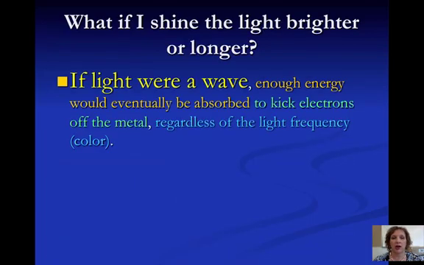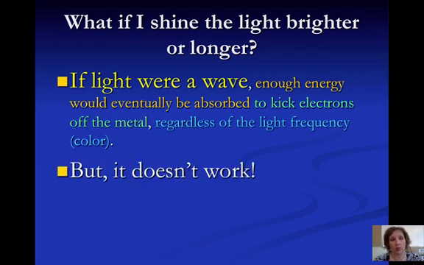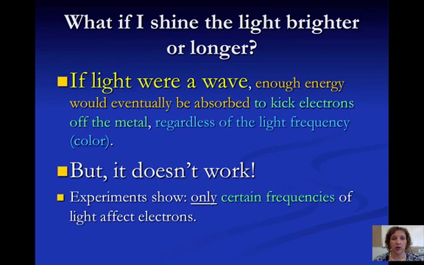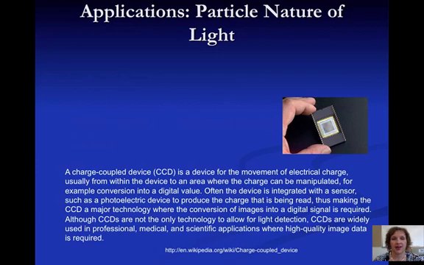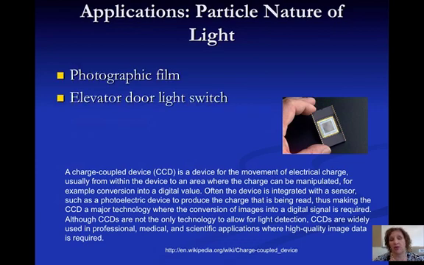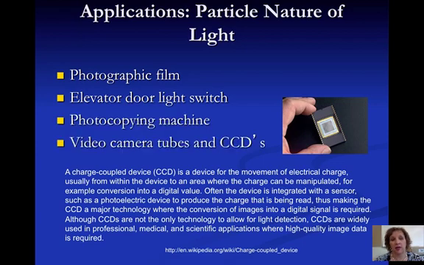If I shine the light brighter or longer, it doesn't really make a difference. If light were a wave, then if you would shine it bright enough or long enough, it would eventually work, but it doesn't work. Experiments show only certain frequencies of light can affect the electrons. Some applications of the particle nature of light include photographic film, elevator door light switches, copy machines, and video camera tubes and CCDs. My understanding of CCDs, like you see in the picture there, is that they are kind of the precursor to our technology of digital photography.